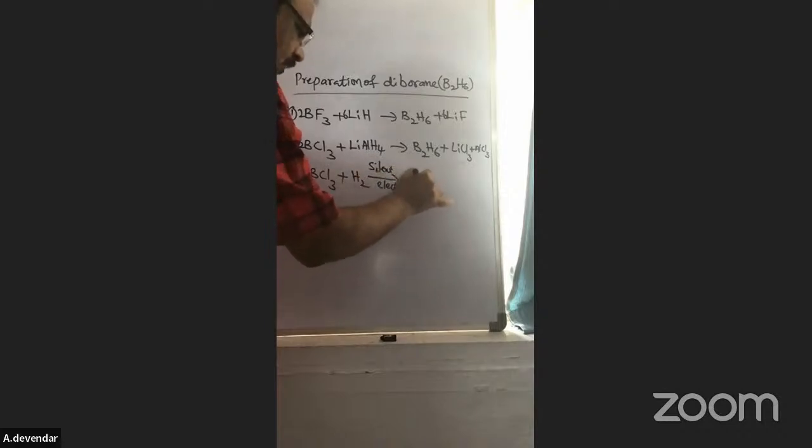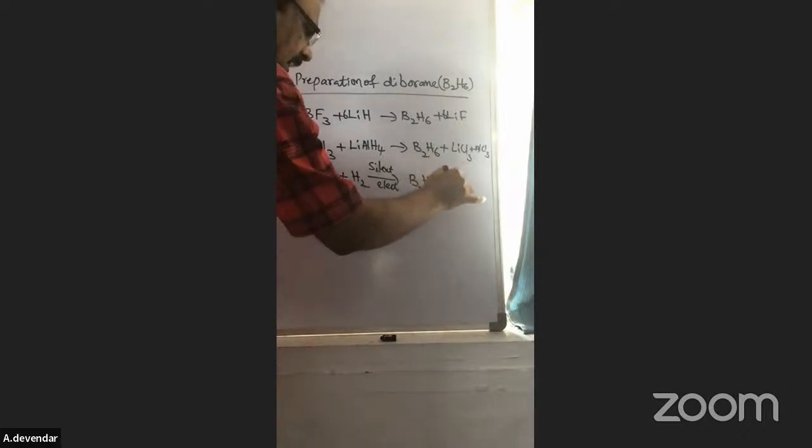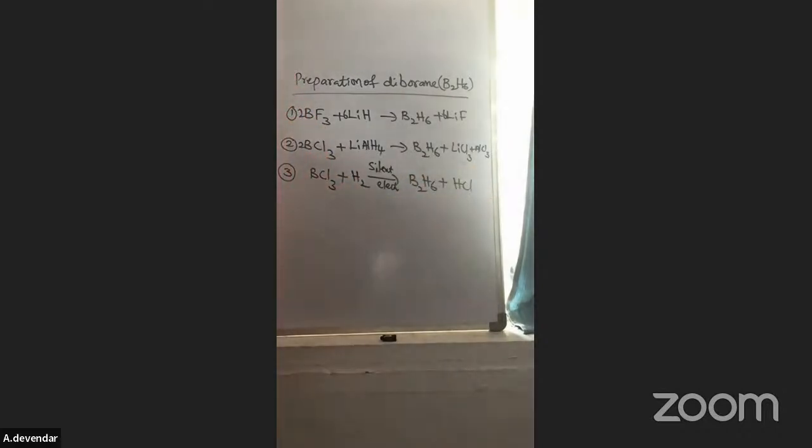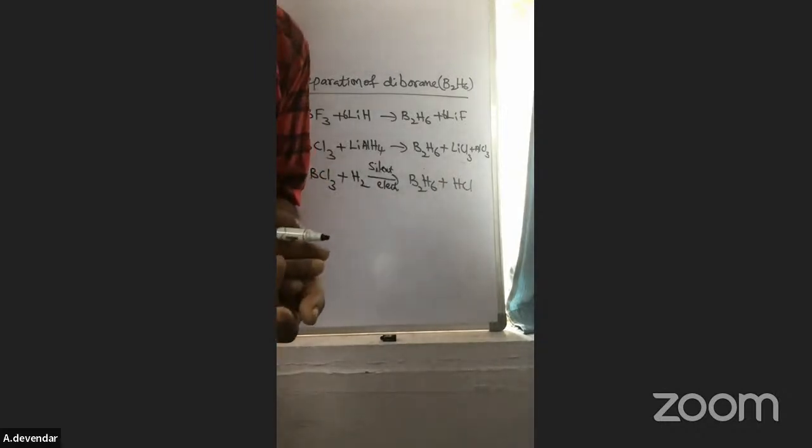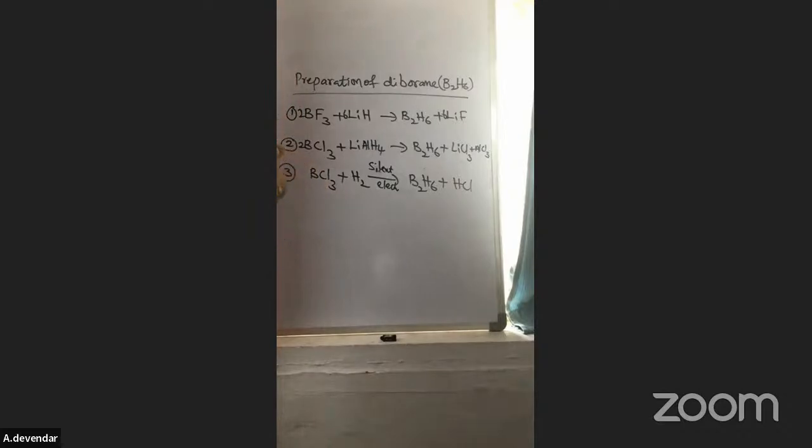So we are getting diborane and HCl is formed. This is about the three preparations only. It is an essay type question in the examination. Write the preparation. What do they ask? What is an electron deficient compound? Give the example and write the preparation of diborane. What is the electron deficient compound?